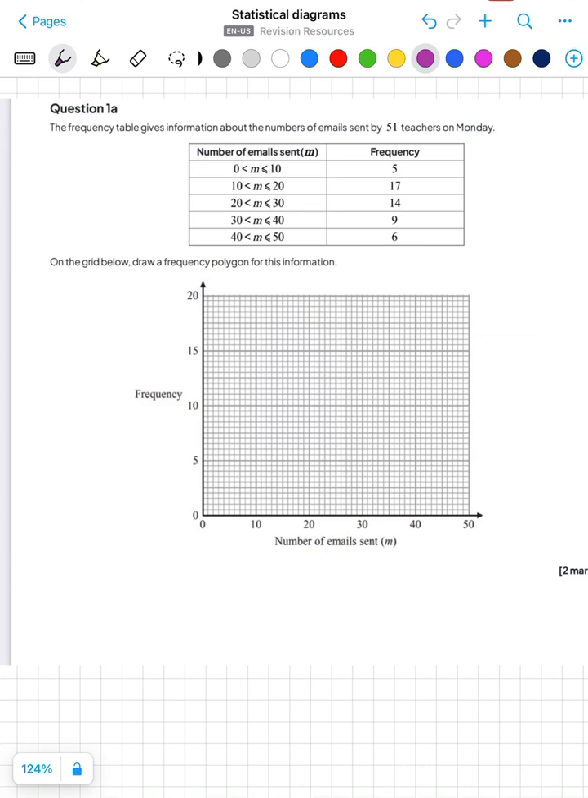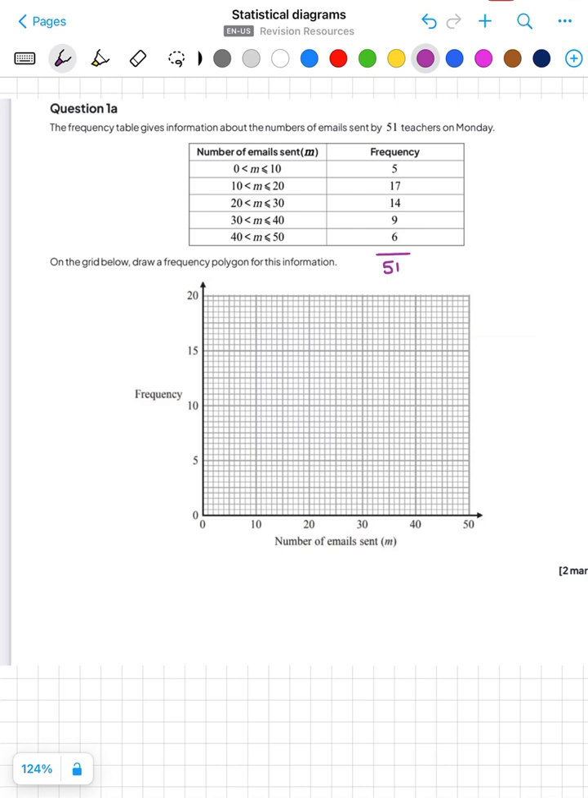So in this table, we have got information about the numbers of emails sent by 51 teachers on Monday. Again, we're going to practice reading our data from a table. This first row in the table means that 5 teachers sent greater than 0 but less than or equal to 10 emails on Monday.